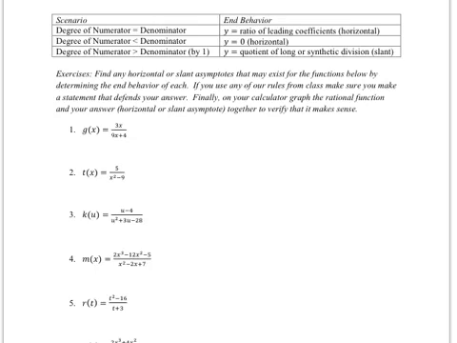Can you have a horizontal or slant asymptote without a vertical? You can have combinations of any of them, really. You're never going to have a horizontal and a slant at the same time, simply because of the rules we just went over. If the degree of the numerator is greater than the degree of the denominator, it's going to be a slant asymptote. You can't be horizontal.